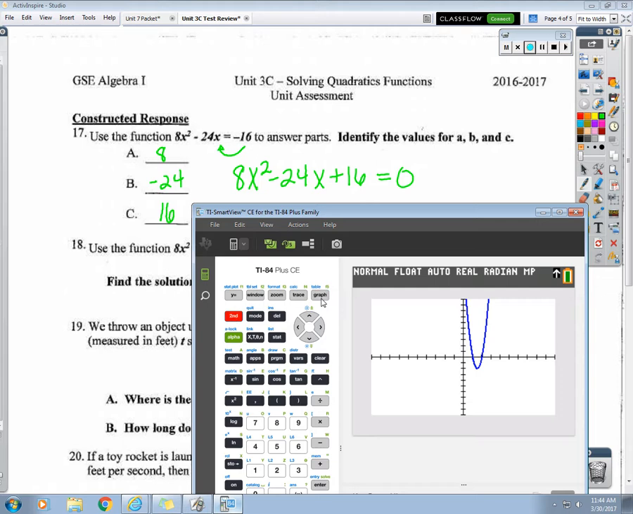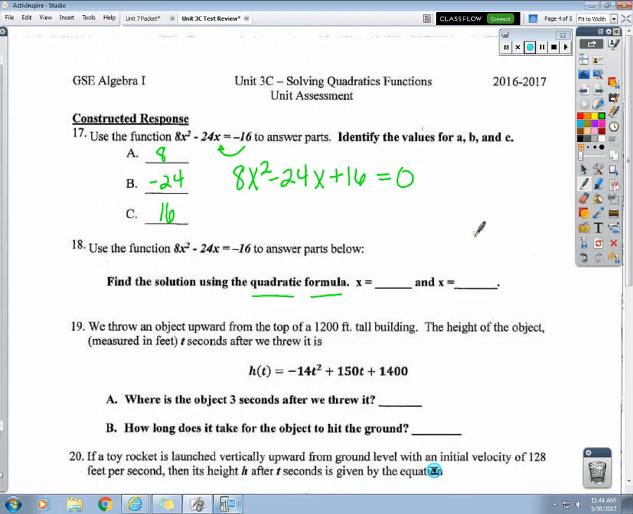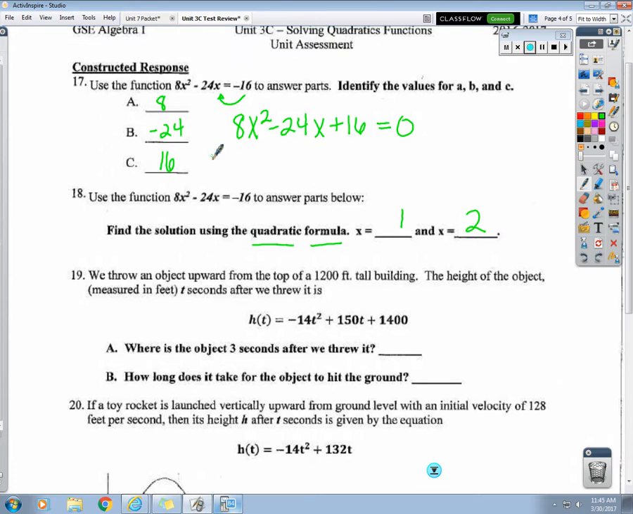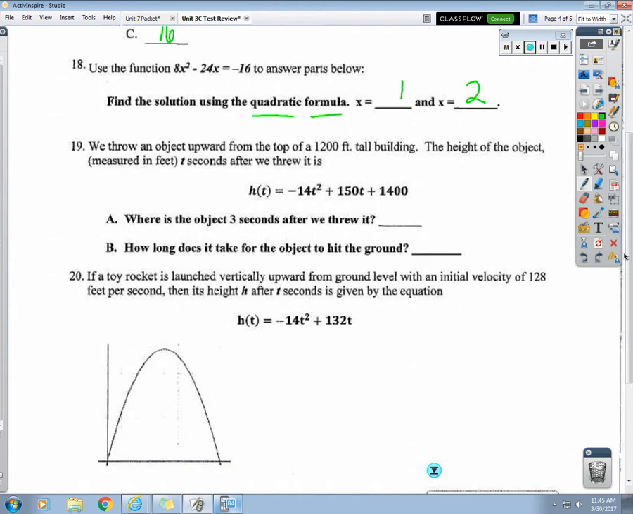Exactly at 1 and exactly at 2. If you go to the table, you can see that it's definitely 1 and 2 because look, at 1 the y value is 0, and at 2 the y value is 0. So it crosses exactly at 1 and exactly at 2. You could have done the quadratic formula and you would have ended up with those answers. It would just have taken you longer. You could have also factored by factoring out the 8, but that would have taken you just as long as the quadratic formula.